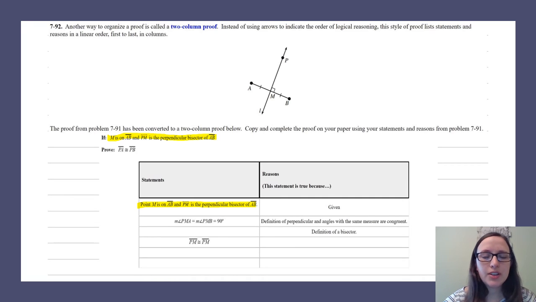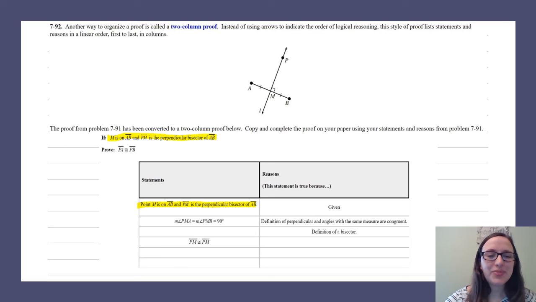If you notice, we had angle PMA is equal to angle PMB. They just added in the M for the measure. Measure of angle PMA equals measure of angle PMB, which equals 90 degrees. So they were a little bit more specific than we were. And the reason we know that is because the definition of perpendicular and angles with the same measure are congruent. So you write your statement on the left side, and the reason for the statement on the right side.